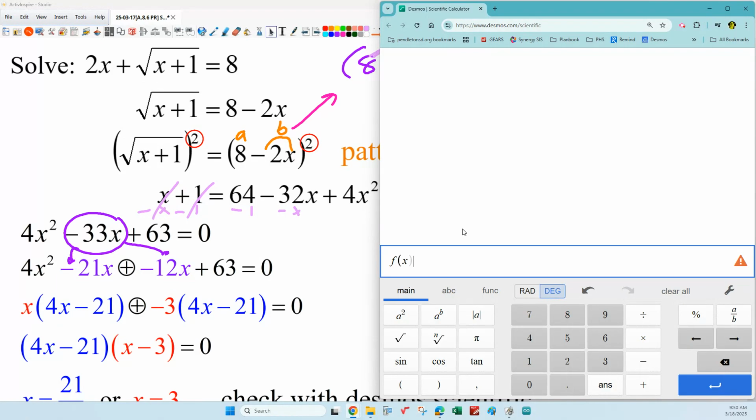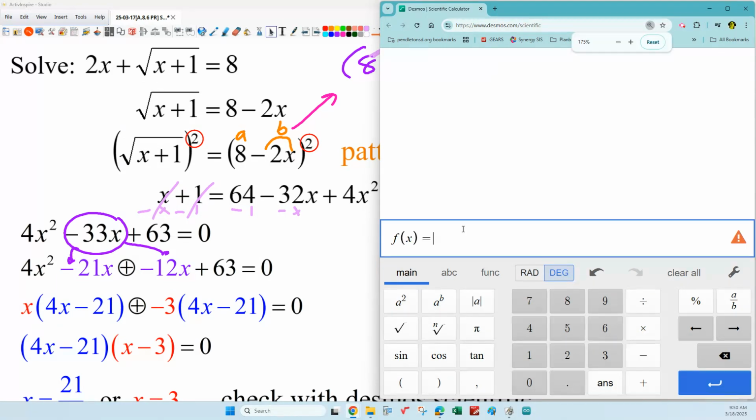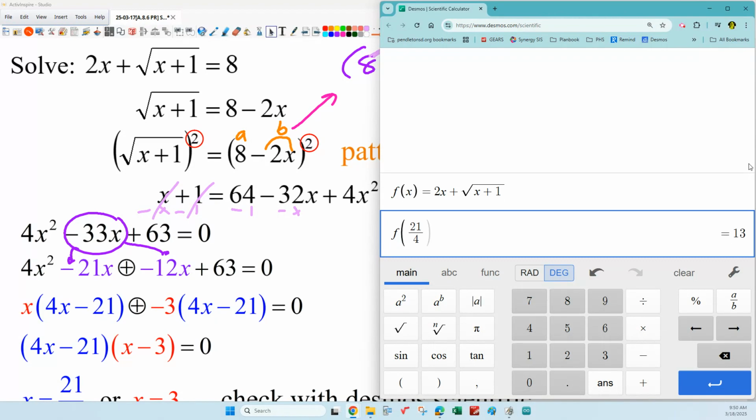So f of x equals 2x plus the square root of x plus 1. There's my function for the left side. And I'm going to plug in 21/4. That was one of my solutions. And does it equal 8? No, it equals 13, right?